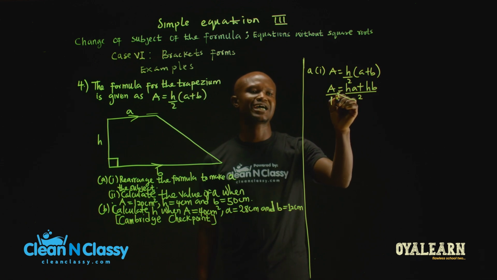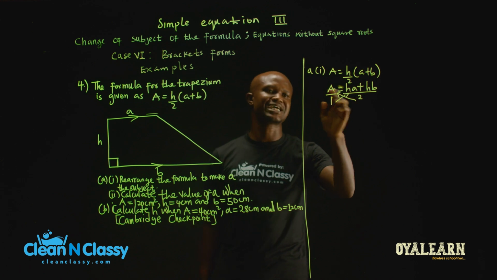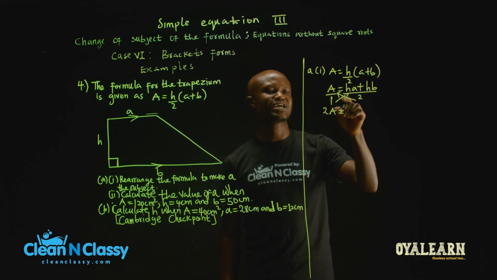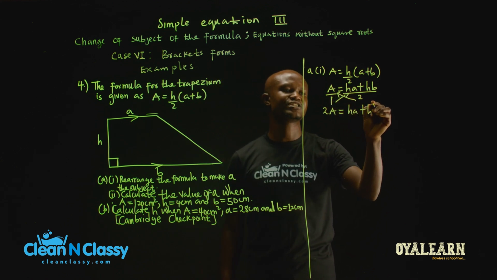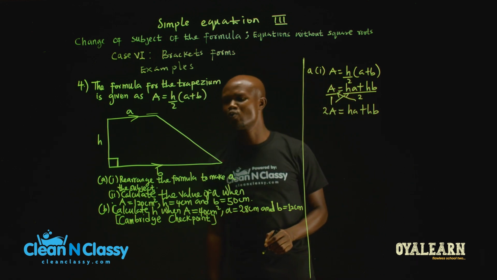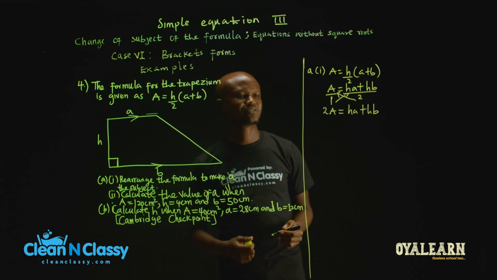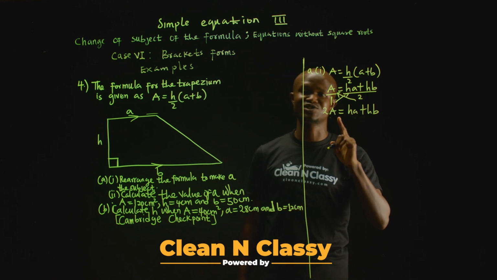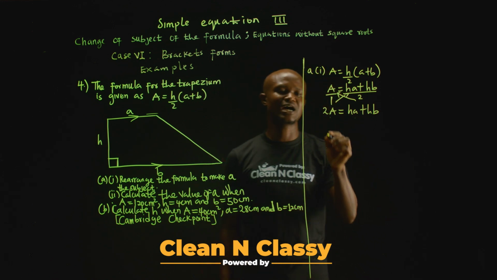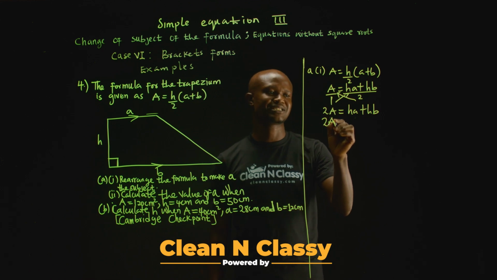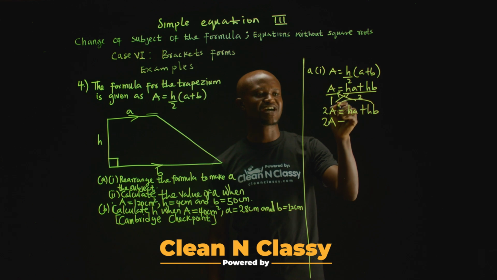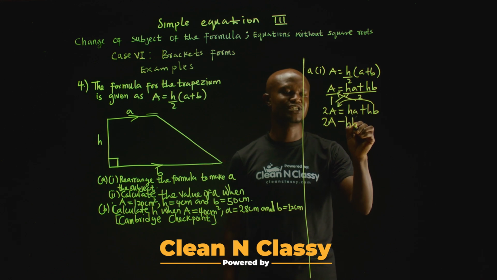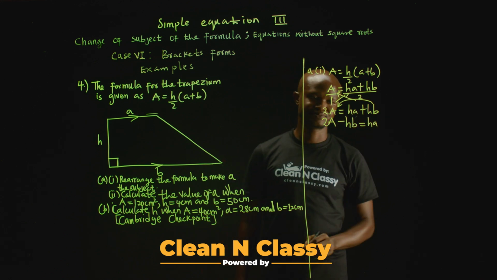Then we cross multiply. By cross multiplying, 2 times A, we have 2A, equals 1 times ha, we have ha plus hb. Don't forget we want to make the small letter a the subject, because we have capital letter A here and small letter a. You have to be careful while solving this kind of problem. Now we have 2A minus hb. We need to transfer this to this side so that we can have only ha at the right hand side. 2A minus hb equals ha.